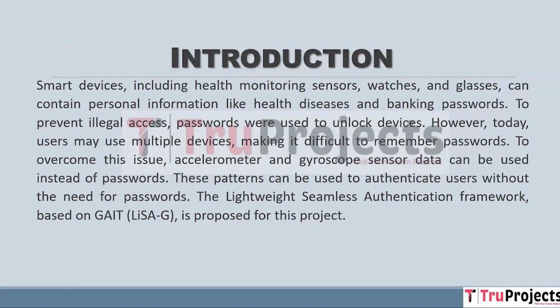Introduction. Personal information such as health disorders and banking passwords can be stored in smart devices such as health monitoring sensors, watches, and also eyewear. Passwords are used to unlock devices to prevent unauthorized access. However, today's people use many devices, making passwords tough to remember.